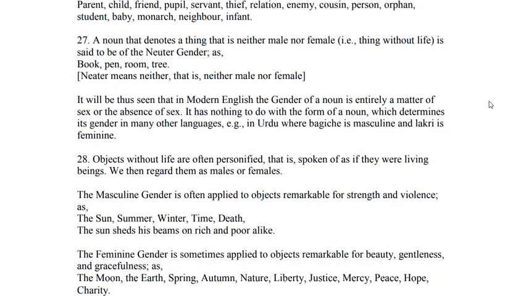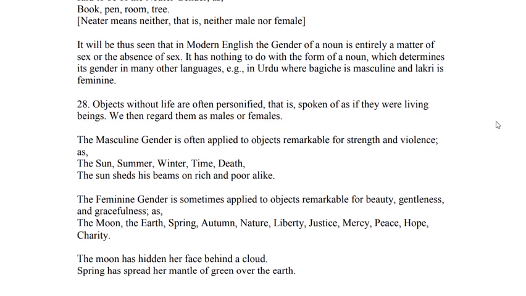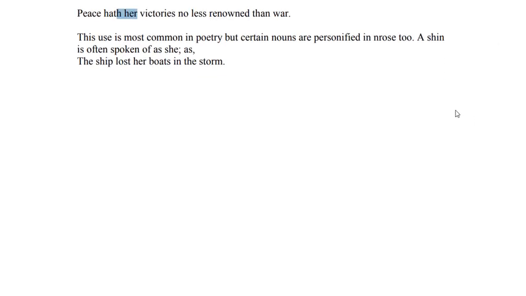Personification is very common in poetry, but in prose also this device is used. Look at this statement: the ship lost her boats in the storm. Ship is a noun of neuter gender. It is neither male nor female, but it is being spoken of as if ship is a female animal. The ship is being personified.